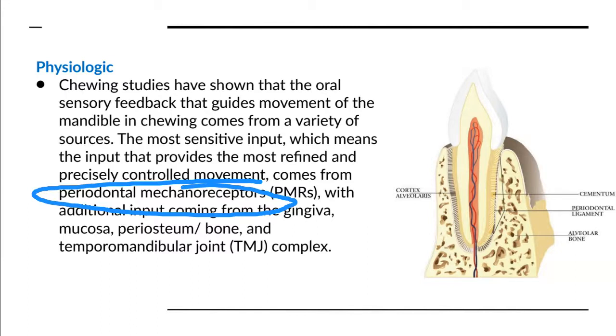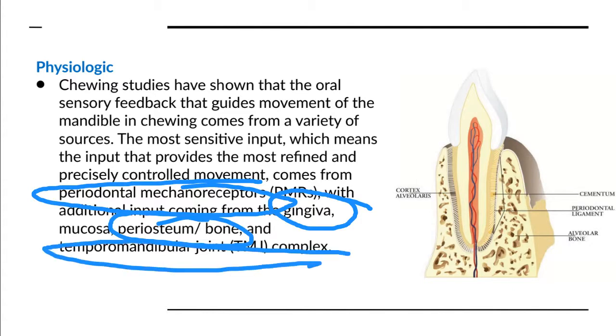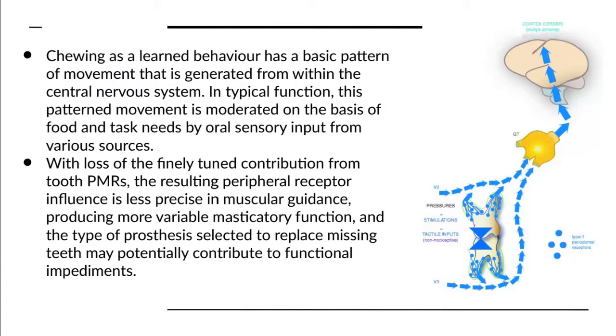And additional inputs are also given by the gingiva, the periosteum, the bone, and the temporomandibular joint. So all these components, the periodontal mechanoreceptors, the gingival mucosa, the periosteum, bone, temporomandibular joint, have a mechanism through which they send signals to the brain that I'm enjoying the food, right? And when the teeth are lost, what happens? When the teeth are lost, all the periodontal mechanoreceptors are not there, right?